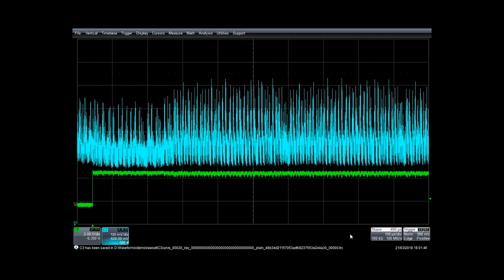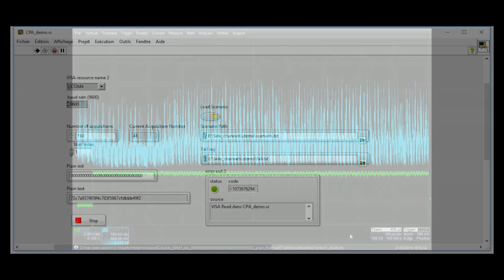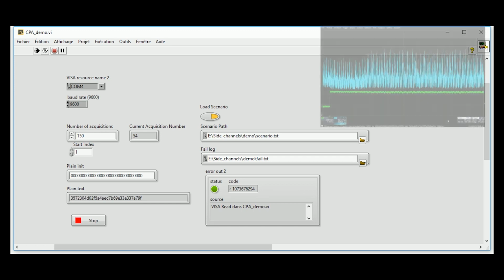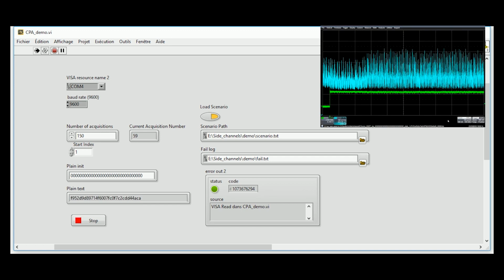LabVIEW sends 150 plain texts and receives the corresponding ciphertext from the board, which are encrypted by the secret. At the same time, each transaction waveform is captured by the scope and saved in a data file on the PC. Note that the blue waveform is the differential probe and the green one is the trigger.